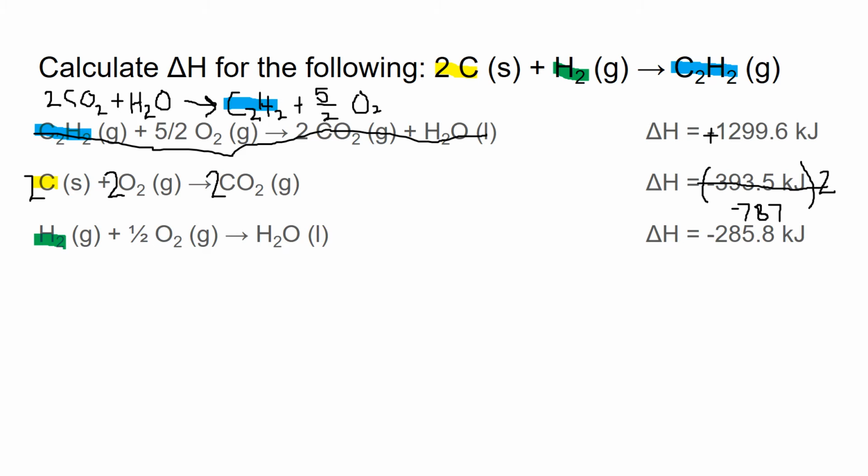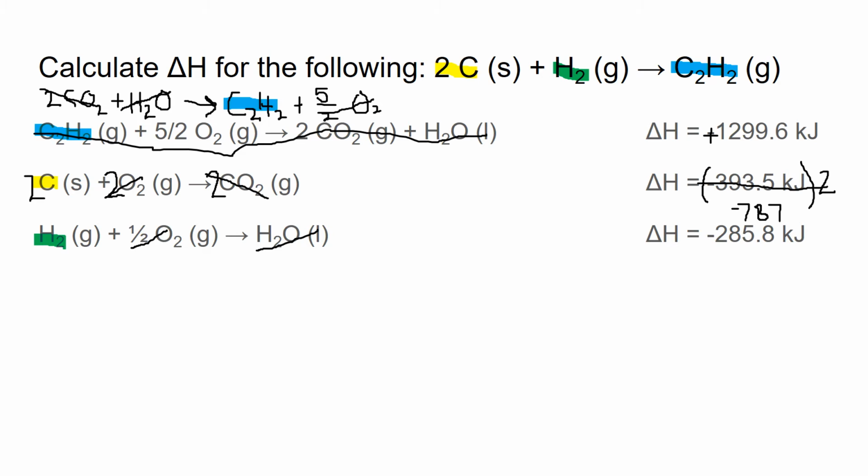Lastly, we need to make sure that everything else cancels out. So we have 2 CO2 on this side, 2 on this side. Disappears. 1 H2O here, 1 H2O here. Disappears. Remember, if they appear on both sides of the arrow, they can cancel out. Okay, we have 5 halves O2 on the right side. Left side, we have 2 plus a half, which is 2 1/2, which is 5 halves, so all of our oxygens will cancel. And this is a good way to double check that your answer is correct, because all this other stuff should cancel out. If it doesn't, that means something went wrong, okay?